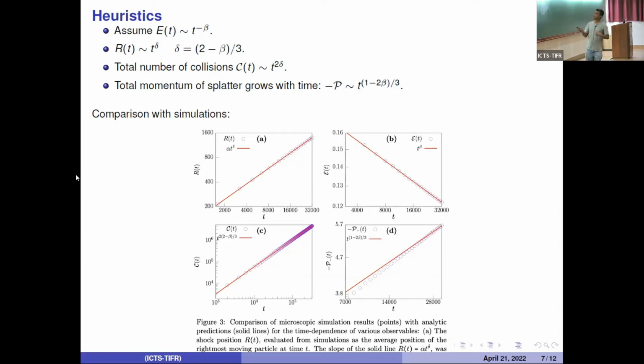Okay, 5 minutes. And then you find this thing. You can compare this with simulations and everything works. The only unknown constant out here is this exponent beta, which is the energy decay.